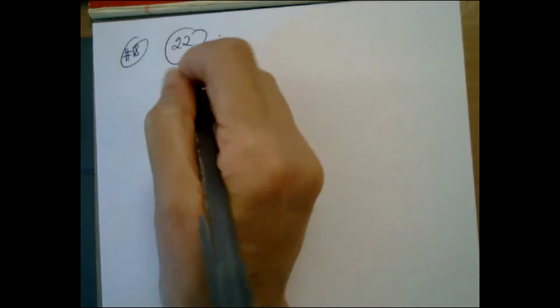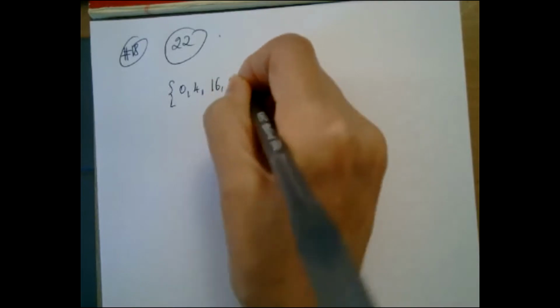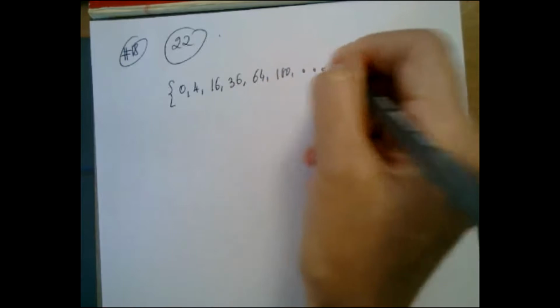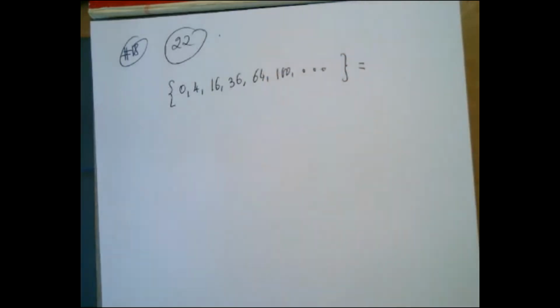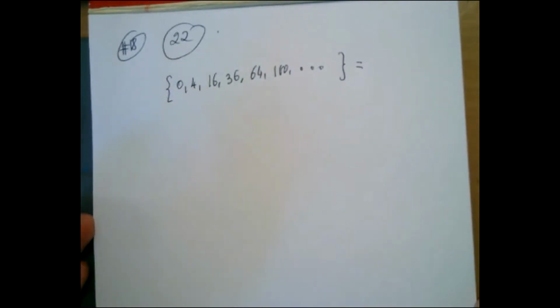So I have the following: 0, 4, 16, 36, 64, 100, etc. Okay. So we have to write this in set builder notation. Usually the idea is to see the pattern. I mean, what pattern is really going on. So go ahead. You guys take the stage. What pattern do you see?